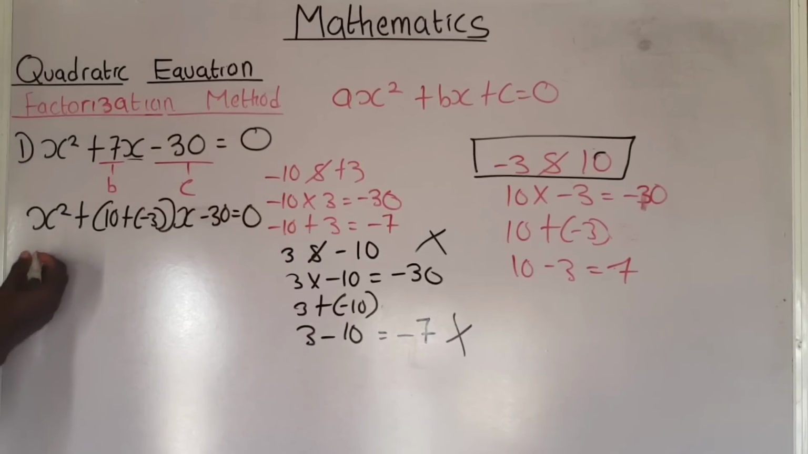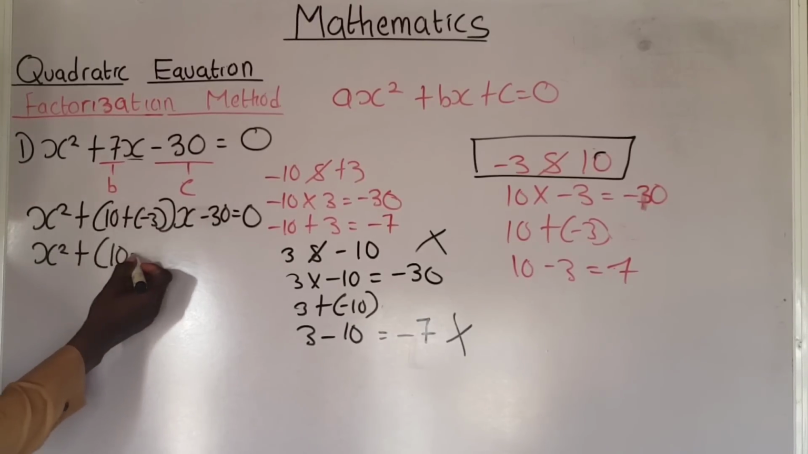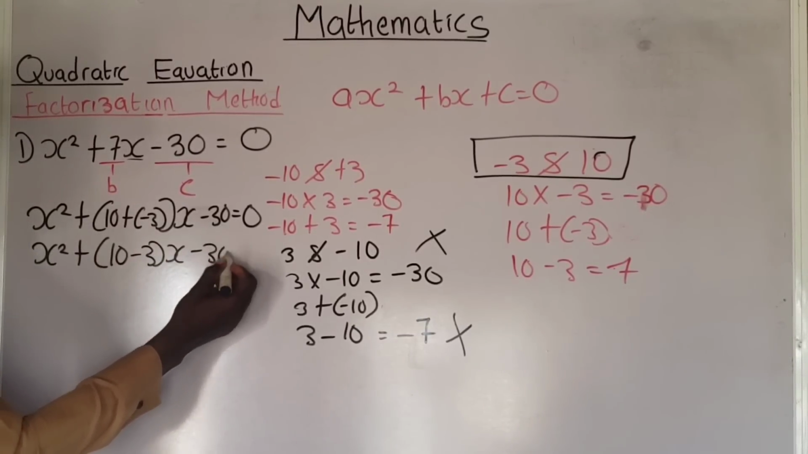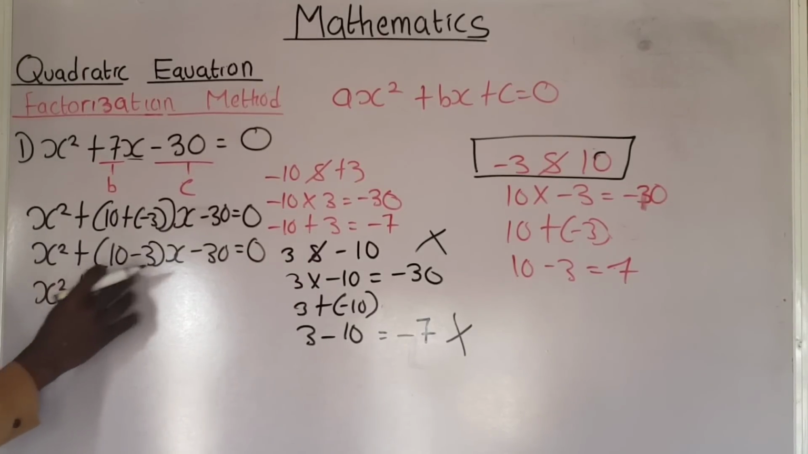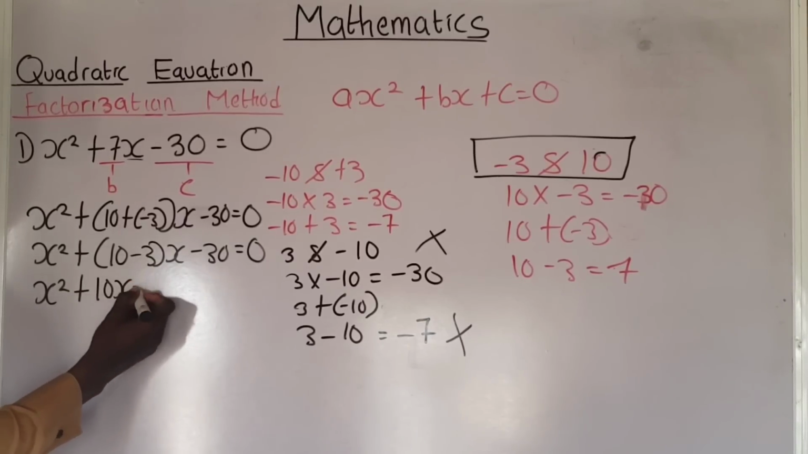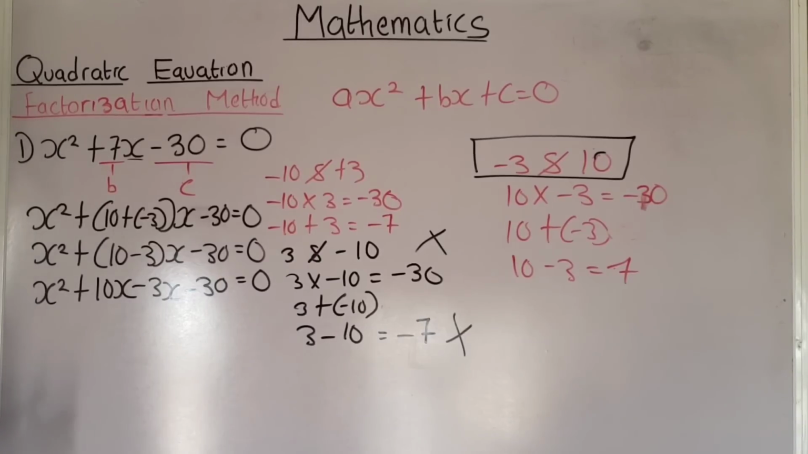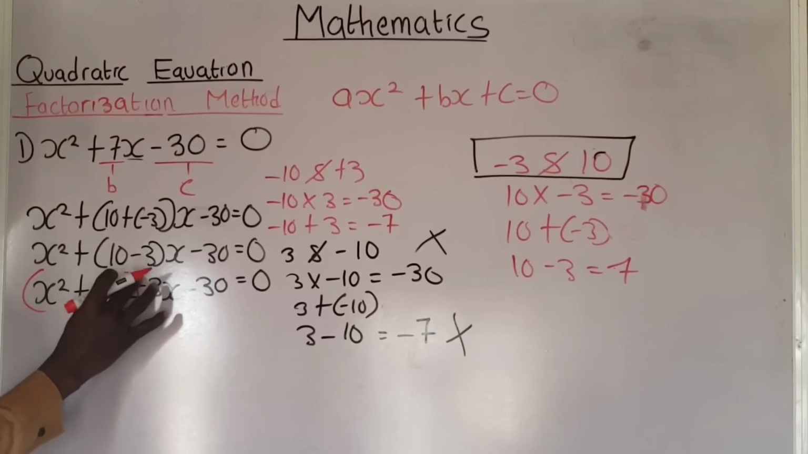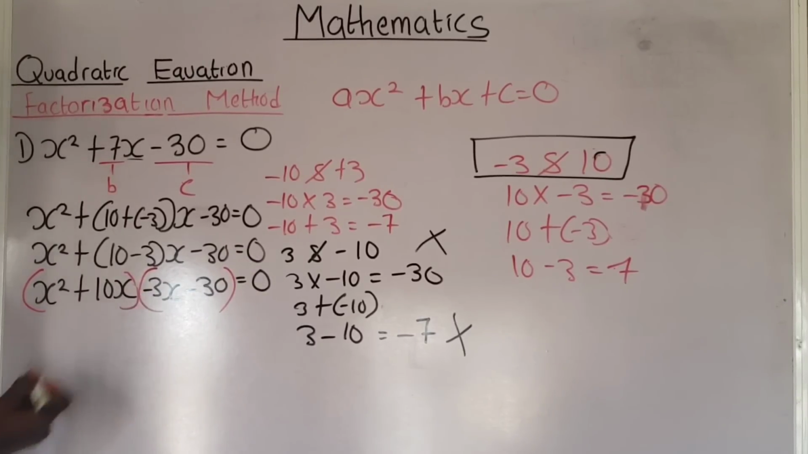Here I'm going to have x squared plus, in bracket, 10 plus negative 3, x minus 30 equals 0. You understand? Now x multiplied by 10 will give us 10x. So I'm going to have plus 10x. Negative 3 multiplied by x is negative 3x, minus 30 equals 0. Now I'm going to separate this equation into two. The first part will be the first two terms, and the second part will be the second two terms. Don't forget that there is a negative here.